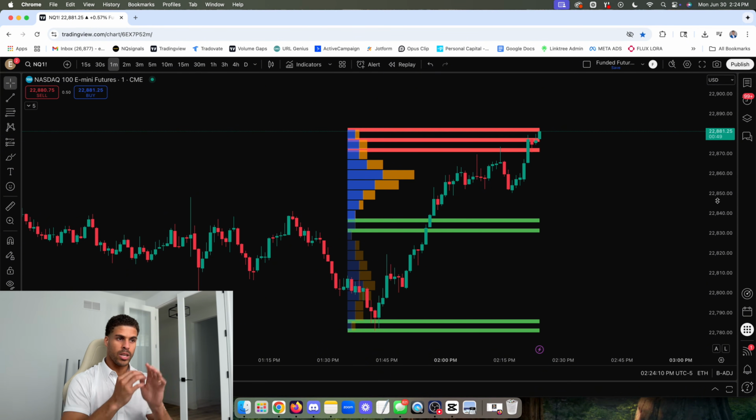This is the strategy. We use the volume profile and we break it down just for scalping to find the right points of entry for price when it's going up and when price is going down.